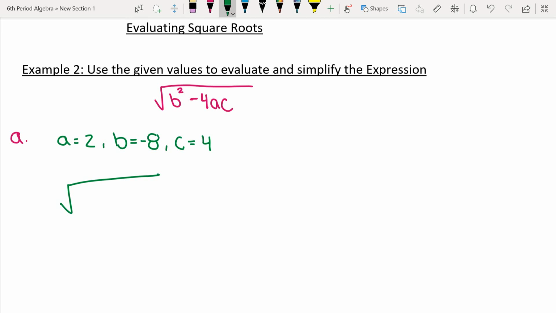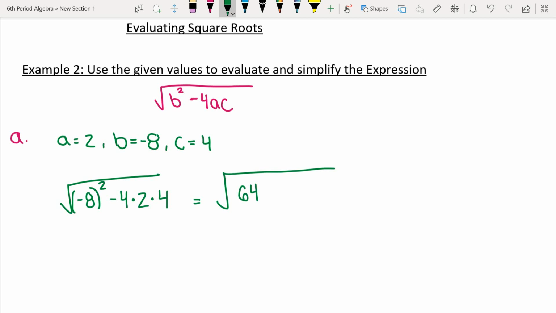So square root of b squared. Well, that would be -8, which I'm going to put in parentheses, squared, minus 4ac. That means 4 times a times c. So minus 4 times a, which is 2, times c, which is 4. From here, it's order of operations, starting with your exponents, then multiplication, and then subtraction. So negative 8 squared, well, that's negative 8 times negative 8, which is positive 64.